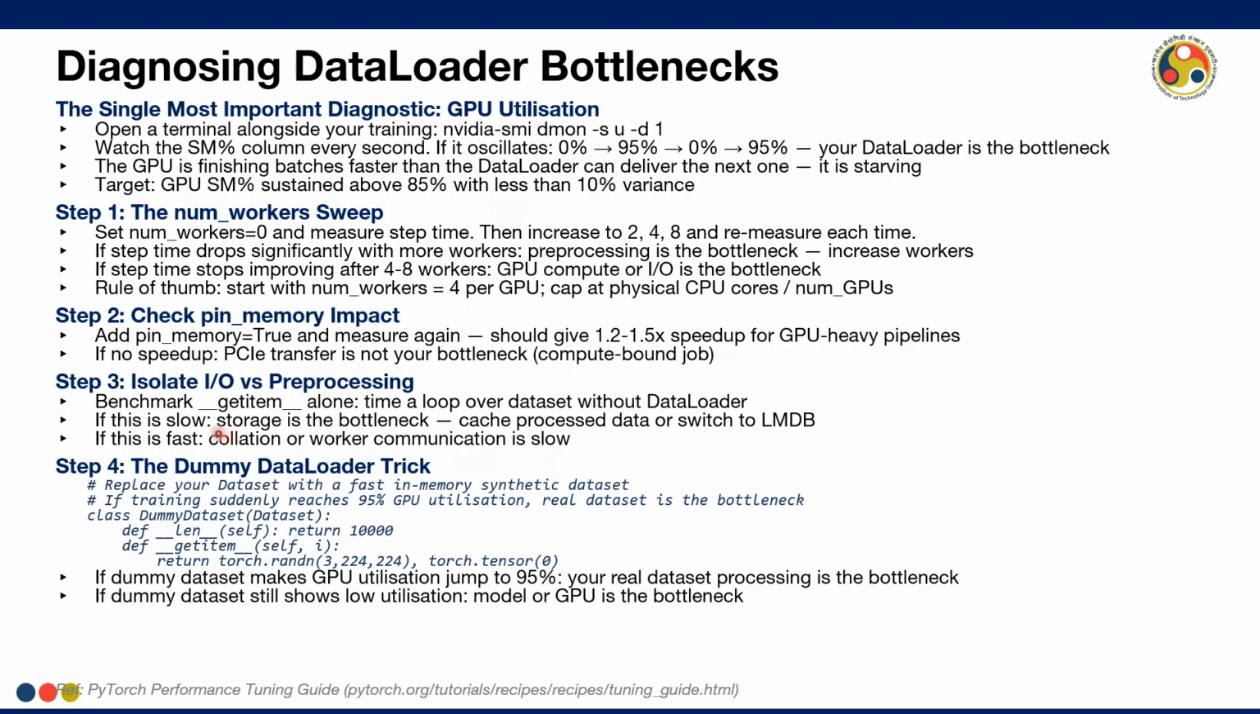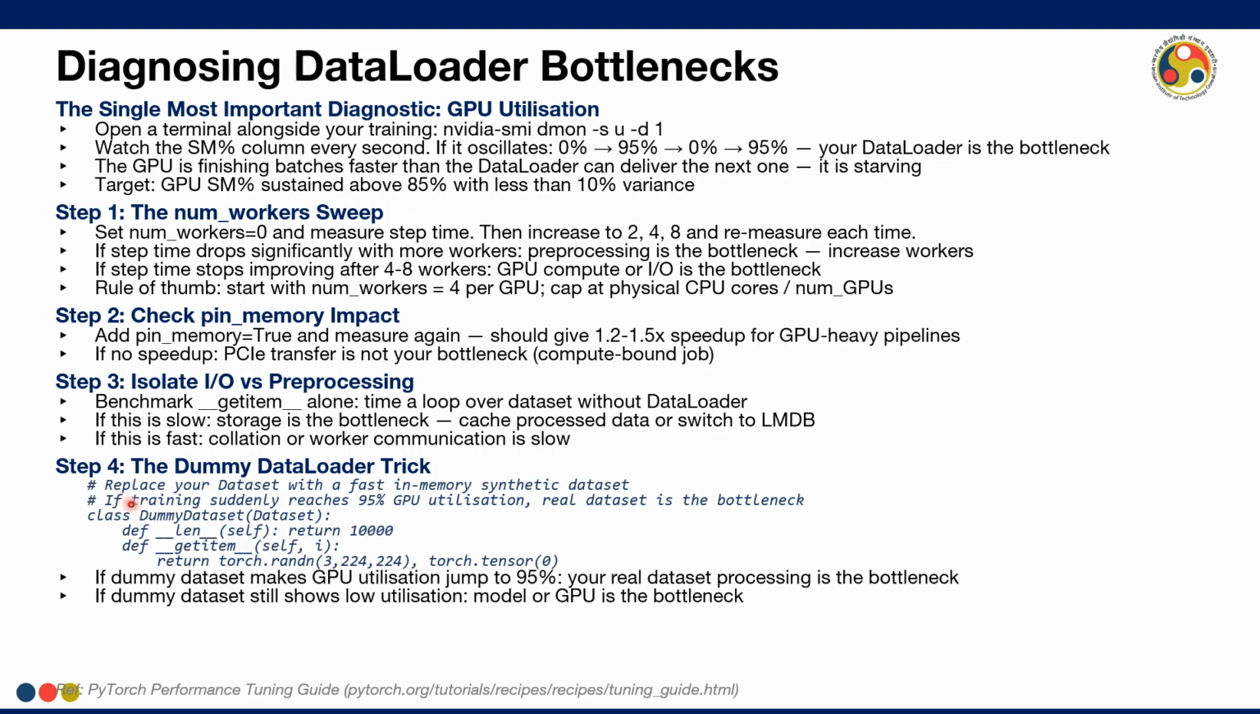Now here the get item alone will actually be working as a data loader, right? So if this is slow, storage is the bottleneck, because your data is not getting processed. If this is fast, that means collation or worker communication is slow. That means your pre-processing is fast, but your worker communication is not getting synchronized, so collation is not happening. Collation is basically gathering all the batches by the worker subprocess, which will be sent to your shared memory, and from there you will have the transfer to the GPU. So this isolation of IO versus pre-processing is also needed.